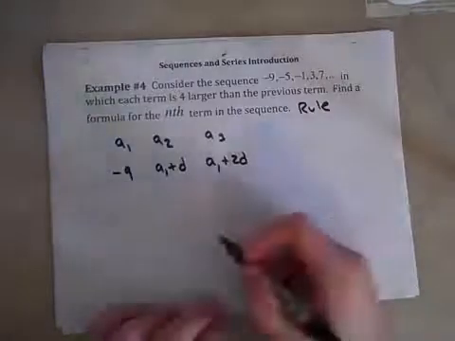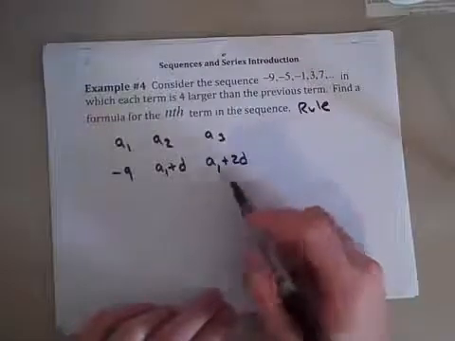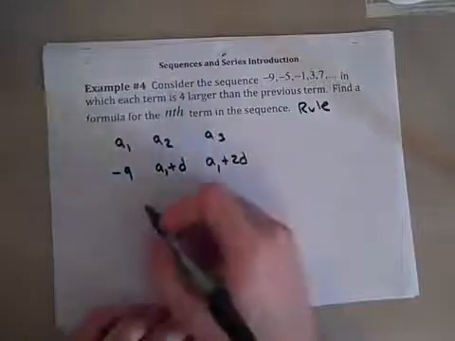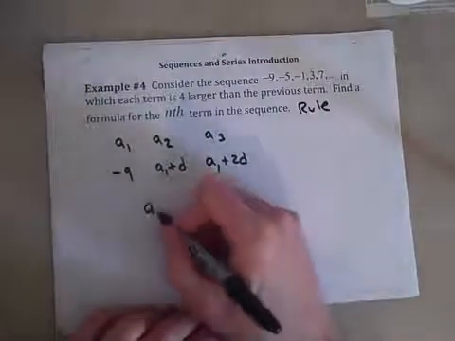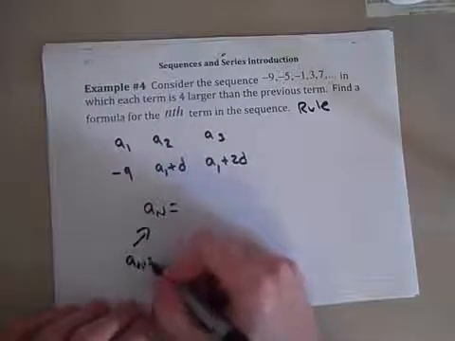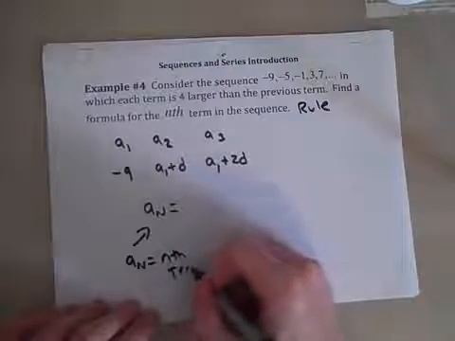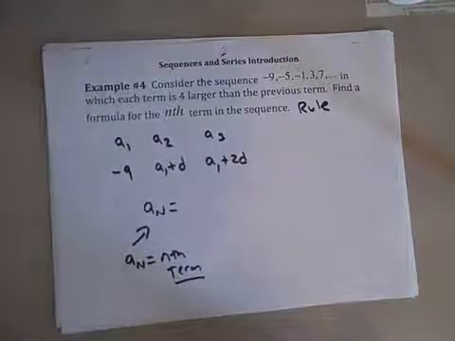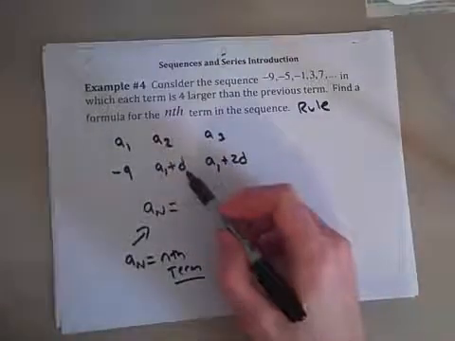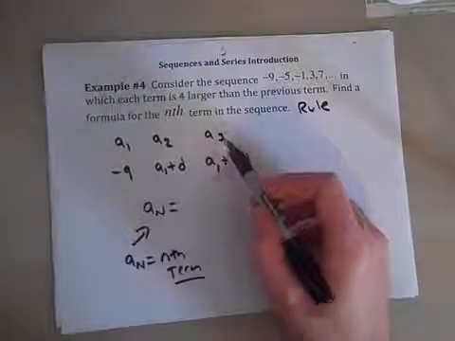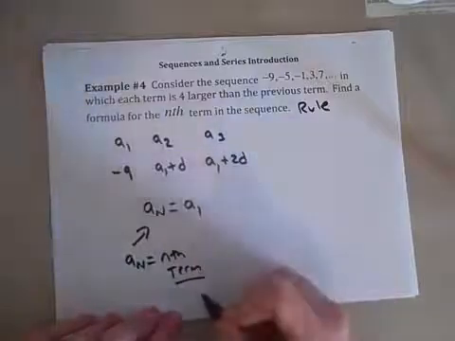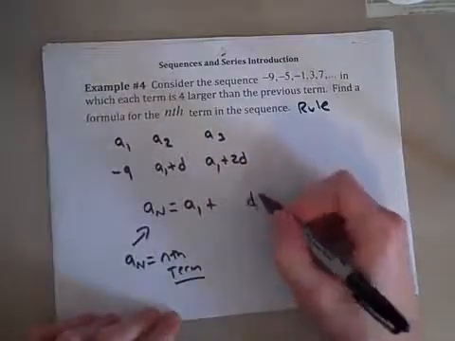So if we wanted to find an equation or a rule for the nth term, this would be the nth term. So a sub n equals the nth term. You notice on the second term, you're only adding 1 difference. And on the third term, you're only adding 2 differences. So the nth term is going to equal the first term plus some amount of difference.